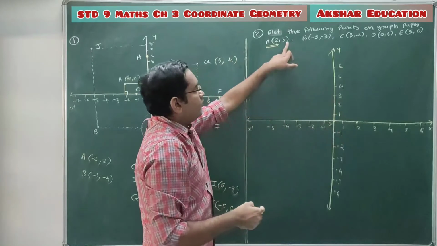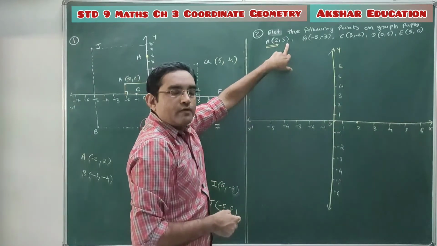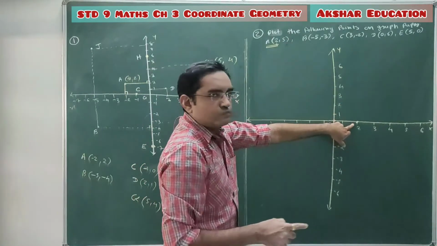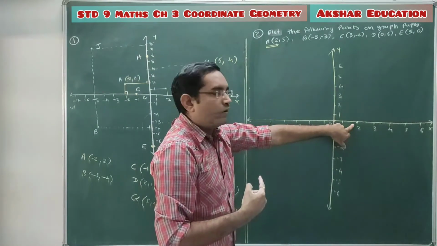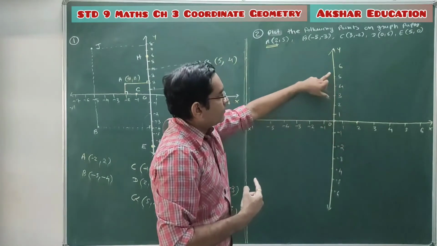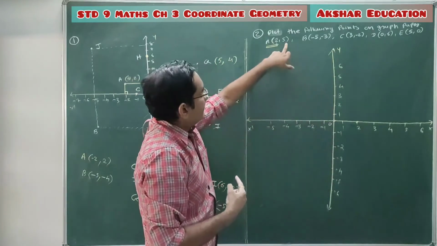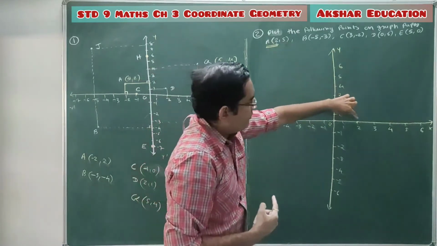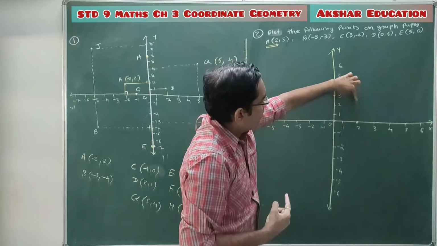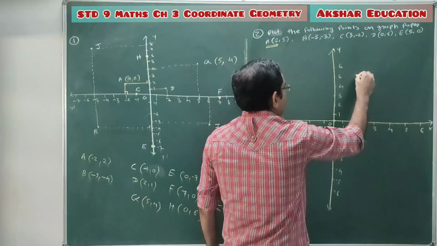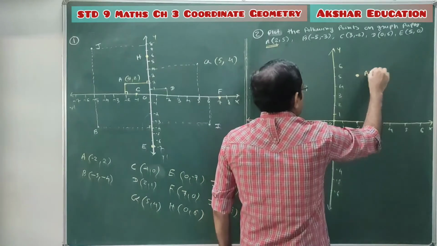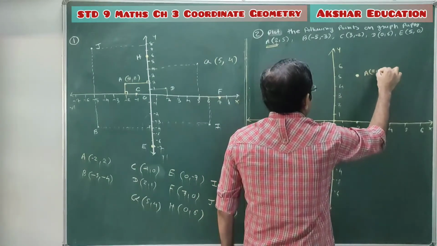Now you have to check your y coordinate. Y coordinate is 5. So from here, you have to move towards the positive direction, towards the plus 5. Two options are there, plus 5 and minus 5. Your y coordinate is plus 5. So you have to move towards the positive plus 5. So you will reach over here. So this is the point A, whose coordinates are 2 and 5.